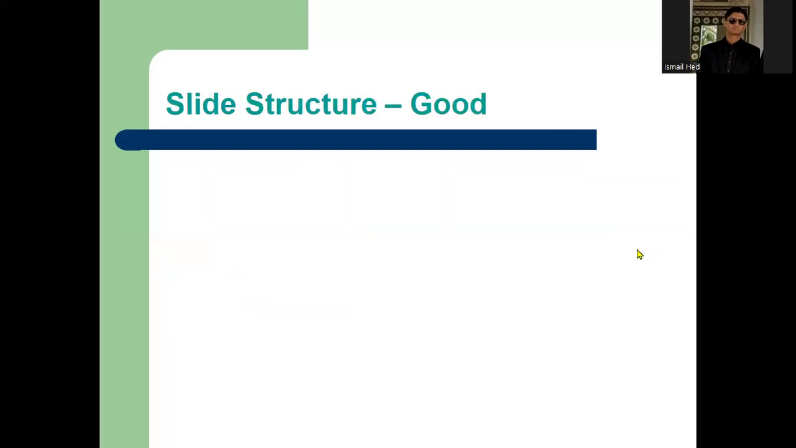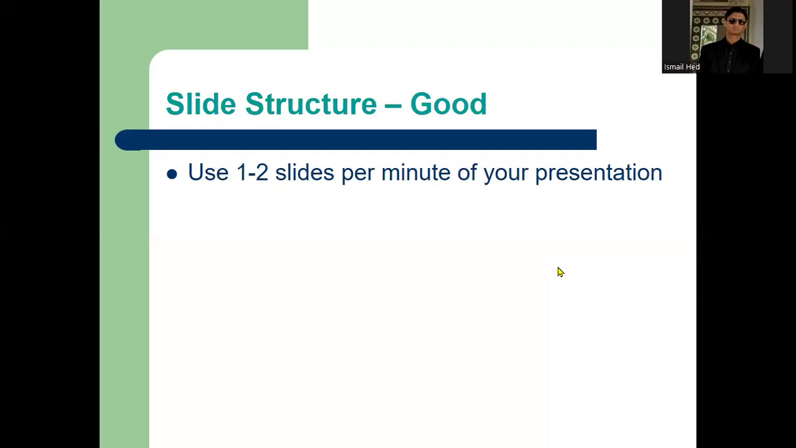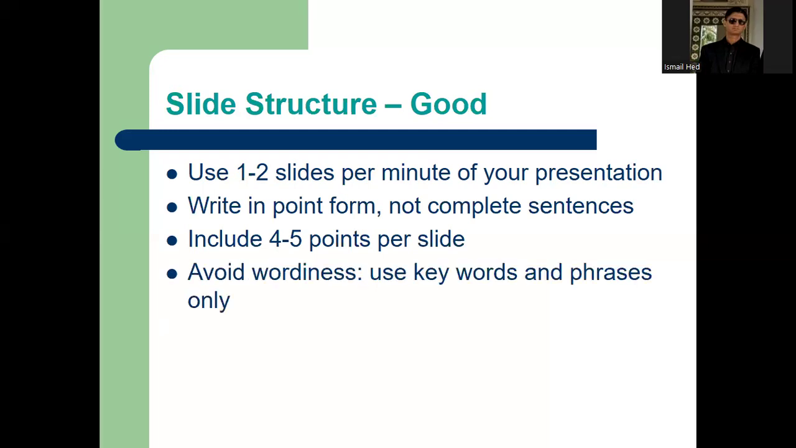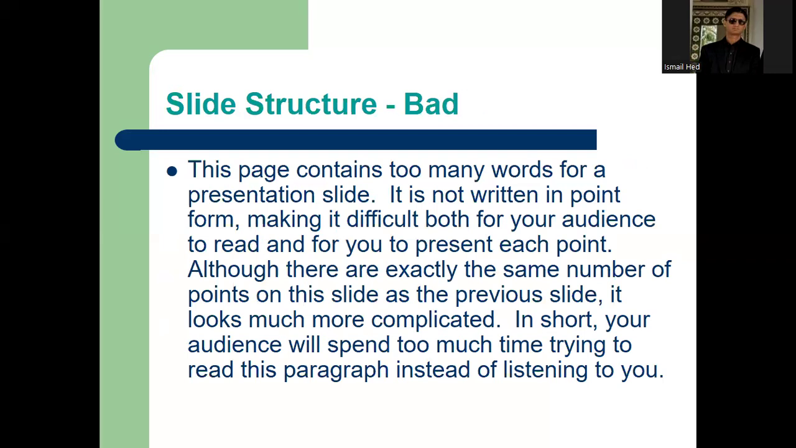Next is the slide structure. A good slide structure uses one or two slides per minute of your presentation. Write in point forms, not in complete sentences. Include 4 to 5 points per slide. Avoid wordiness. Use keywords and phrases only. A bad slide is the one that has too much stuff in it.